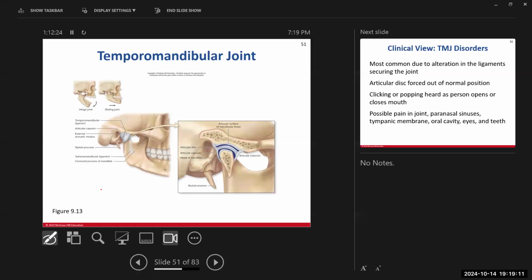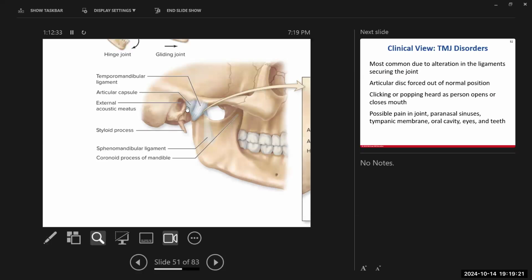So here's a nice picture of what I'm talking about. Let me zoom in. You can see on the left side of our screen the two ligaments. The temporomandibular ligament is attaching from the temporal bone onto the mandibular bone. Then over here, the sphenomandibular ligament again attaches onto the mandible, but you can't really see that it also attaches up here onto the sphenoid bone.